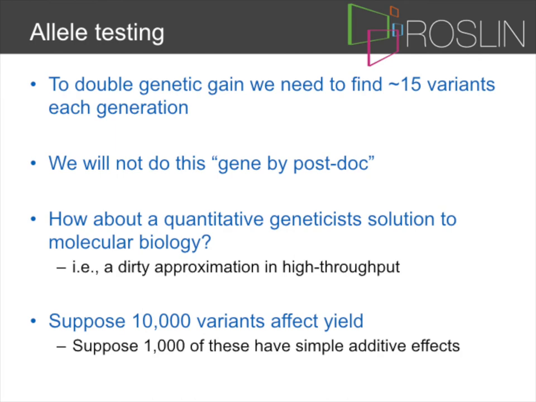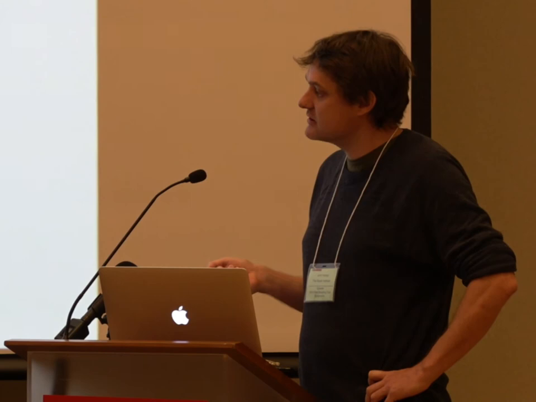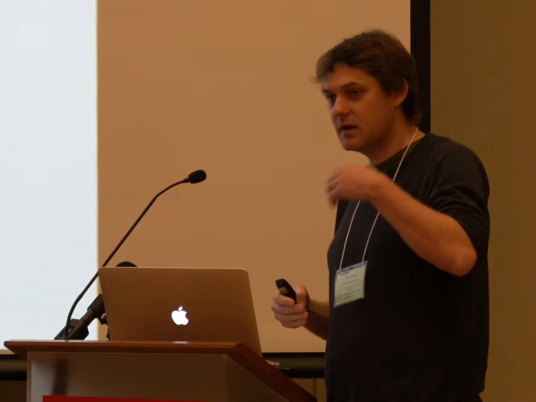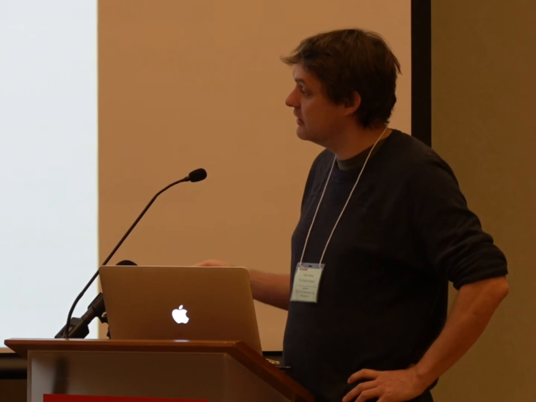So make an assumption, just to simplify. Supposing I've got 10,000 variants that affect yield, I'm just going to worry about the 1,000 of these that I imagine have simple additive effects. The other 9,000 will be more complex, and I'm going to leave that to the molecular biologist. I'm going to hope that there are 1,000 that are pretty simple in their mechanism. And I want to find these.